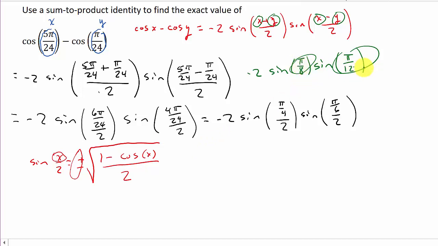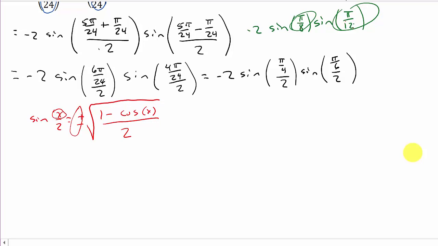Well, pi over 8 and pi over 12, you can convert those to degrees, but both of these are in the first quadrant, and you can convert it to degrees to see that a little more easily. But they're in the first quadrant, so we know it's going to be positive because all the trig functions are positive in the first quadrant. Alright, so let's go ahead and continue with this.